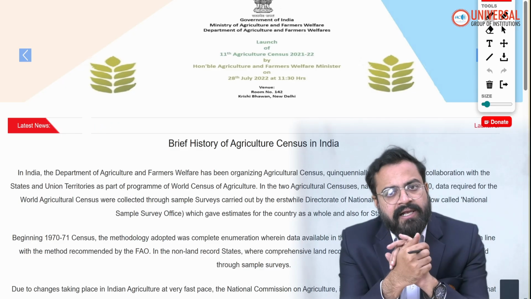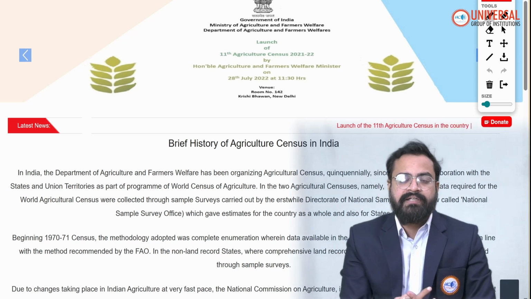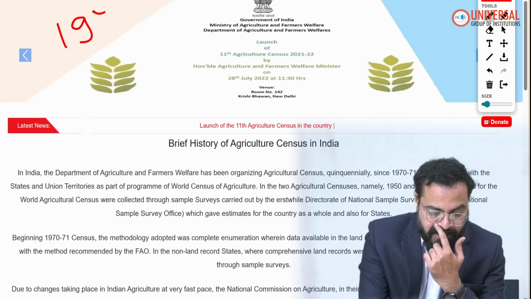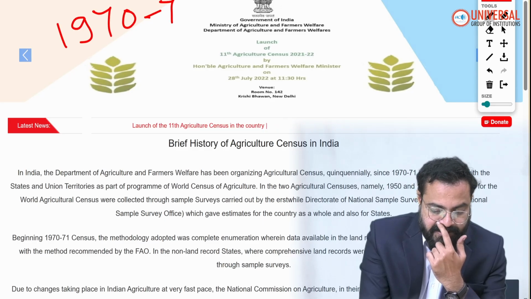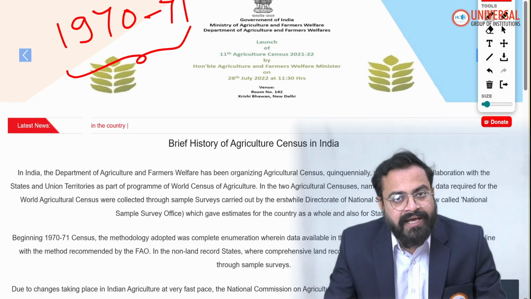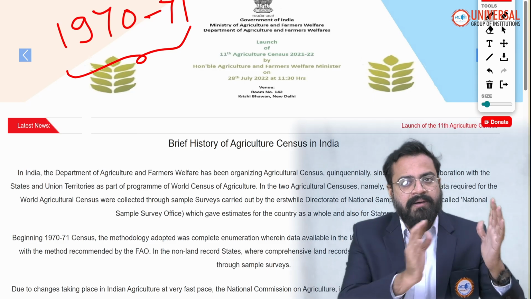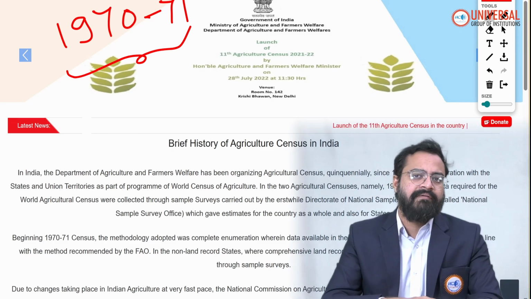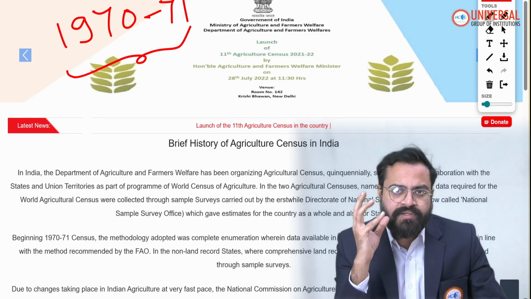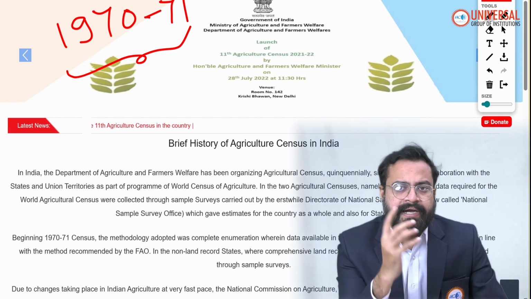This quinquennial exercise has been done since 1970-71. Yes, you heard it right. The first agricultural census that we conducted was in 1970-71. Prior to that, the agricultural sample survey was conducted. Remember this, because the census is completely different from the sample survey. As the name suggests, in a sample survey only certain households, only certain data or variables are selected to conduct the survey.